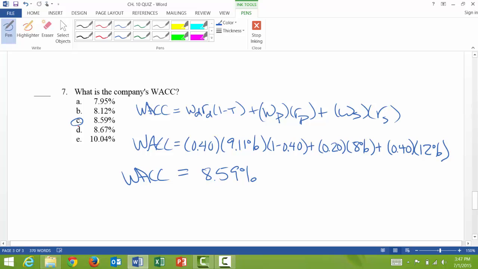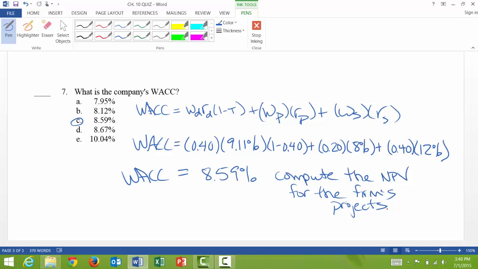So this would be the rate that's used to compute the NPV for the firm's projects, the average project. And that's in the next chapter, I believe. So those were just a few practice problems for chapter 10.